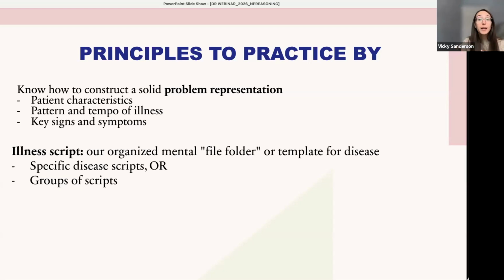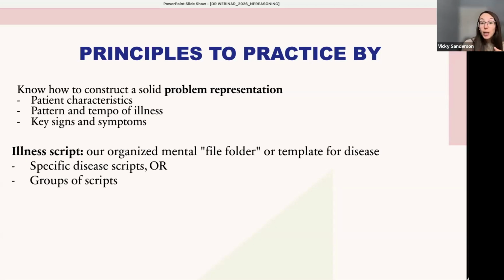So, to recap, an illness script is basically an organized mental file folder, or template, that we each have as unique clinicians for diseases in our brains. And to be frank, a novice clinician is going to have less developed illness scripts, or fewer illness scripts in general, compared with a clinician who's been practicing for 5, 10, 15 years. These illness scripts are built up in our brains over time through exposure to cases, but also with how much learning we can extract per case.